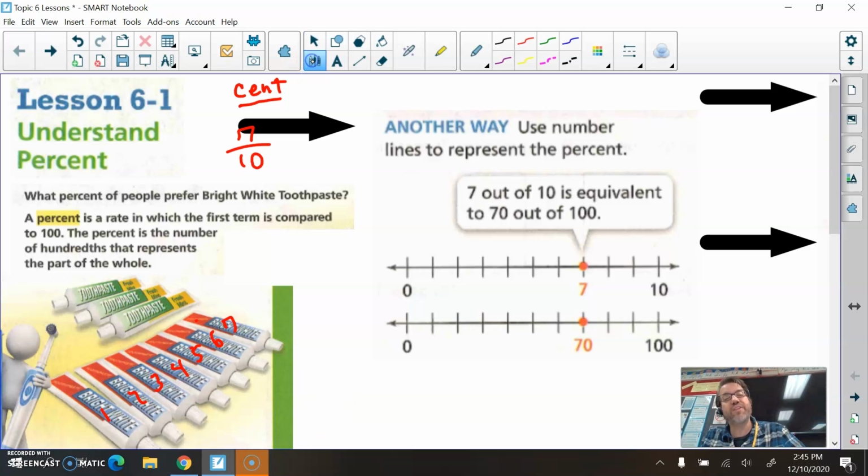So you can look at it that way. That's one way you can look at it, is by thinking of these number lines. 7 out of 10 is an equivalent value to 70 out of 100, or 70%. Okay, so that's one way we can do this.